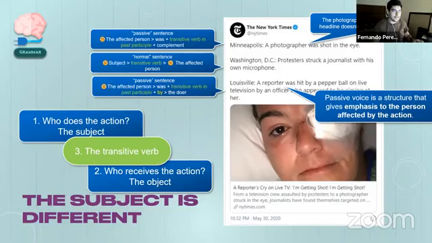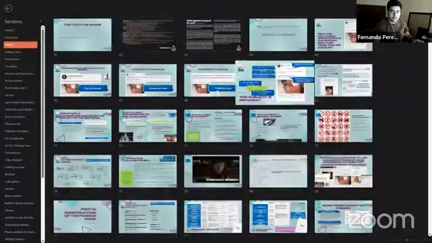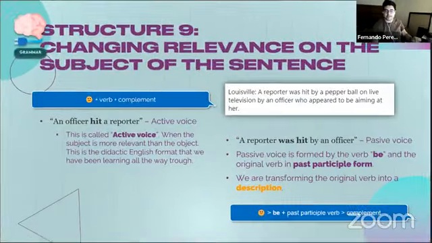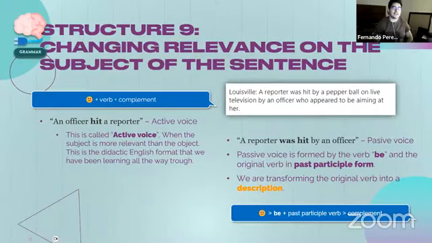Let's talk about it. Structure number 9, changing the relevance on the subject of the sentence. Let's begin with the reading. Help me with this. Mitch, help me with this information.